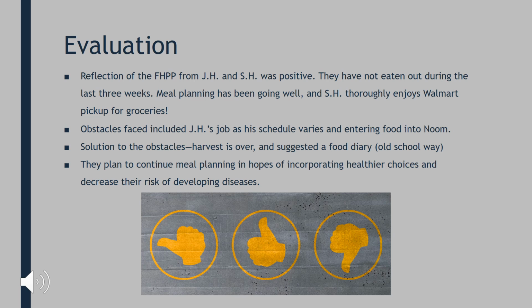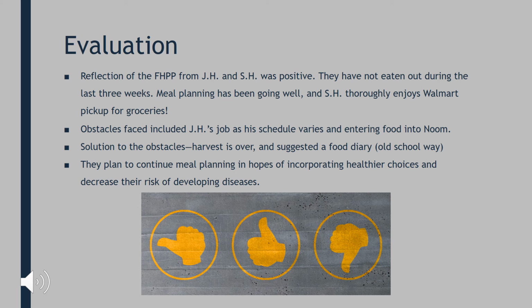Some obstacles that were faced included JH's job, as his schedule varied. During harvest, he would get up early and work really late, so like his supper, he would maybe eat when he would get home versus when SH would normally eat, 5 or 6 o'clock. They also shared that they would get too busy to enter their food into their app on the phone called Noom. So in the future, I suggested maybe they could do a pen and paper food diary. The solution to the work obstacle is that harvest is finished and over.